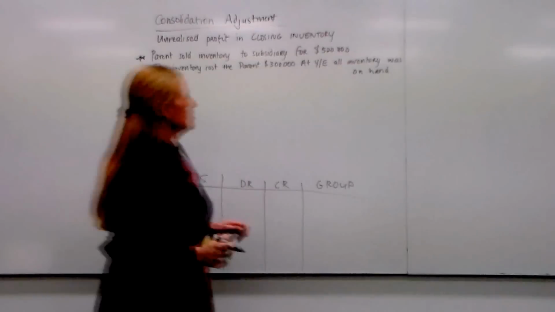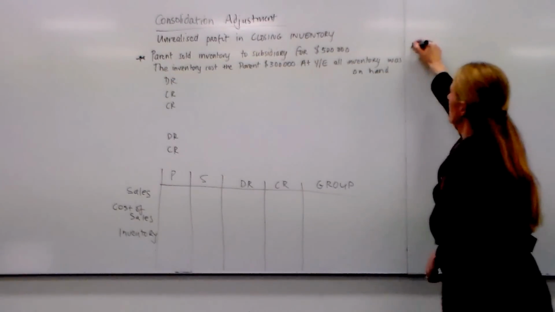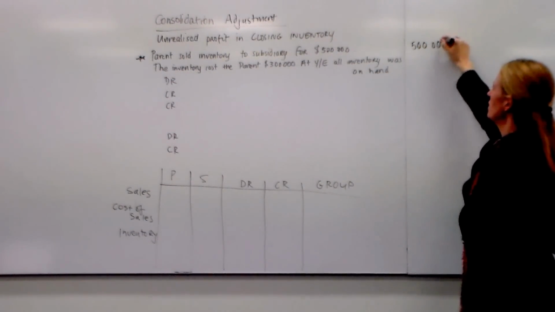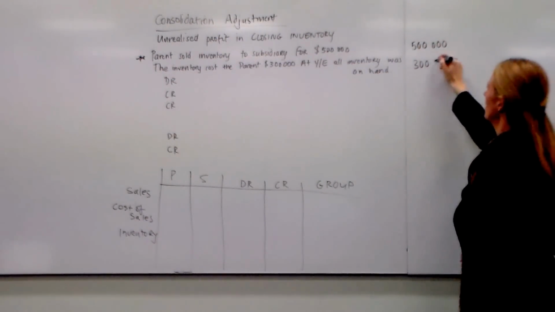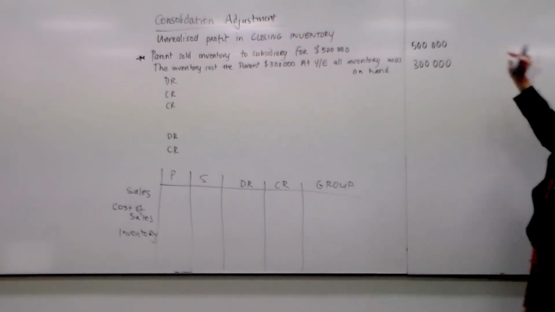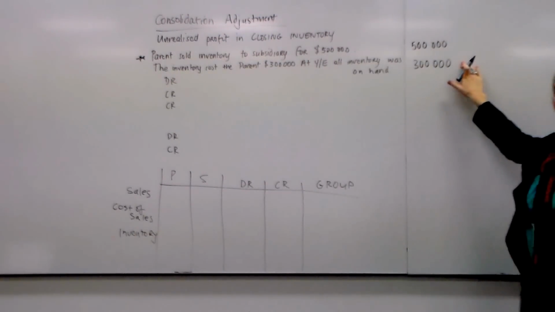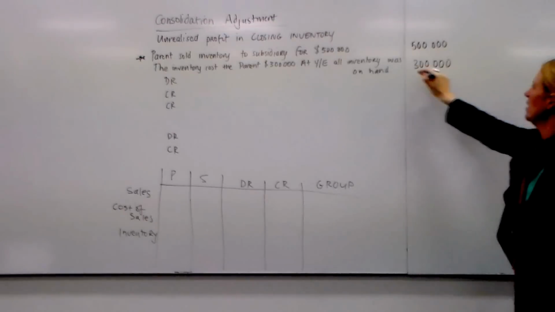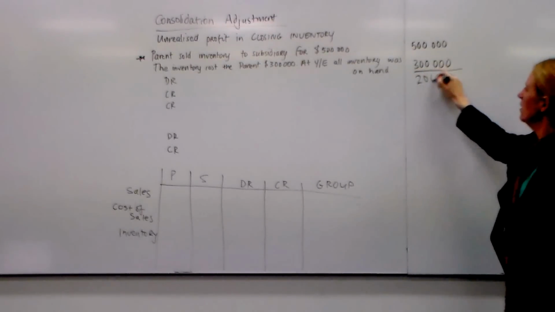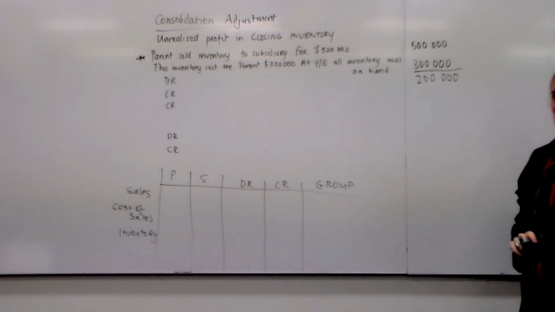So basically we've got a situation where the inventory costs $500,000 for the subsidiary, but originally when the parent bought the inventory it cost $300,000. So therefore there is a profit of $200,000. Okay.